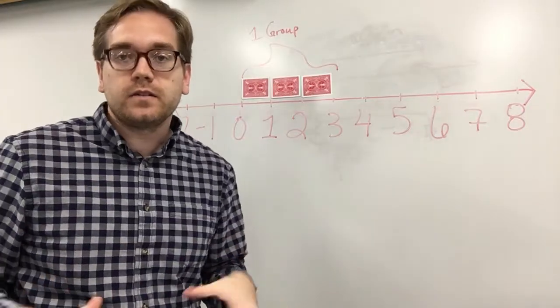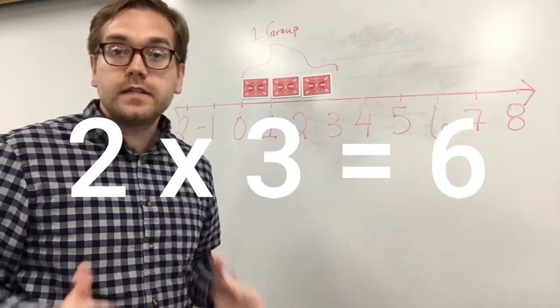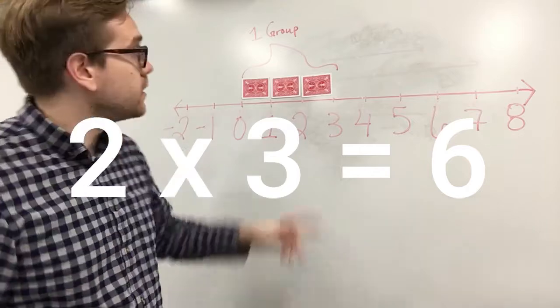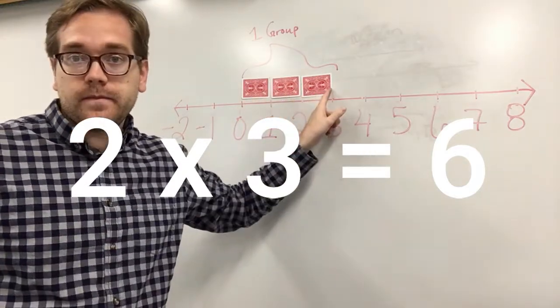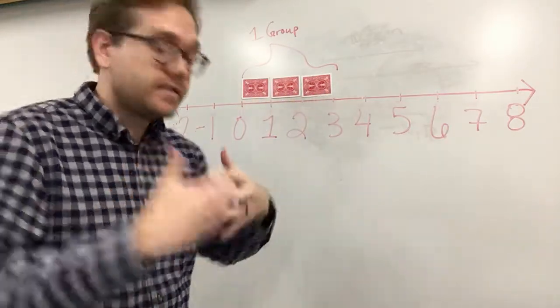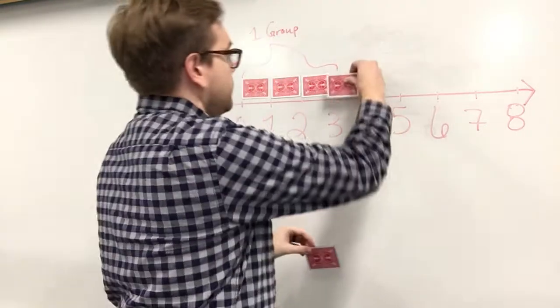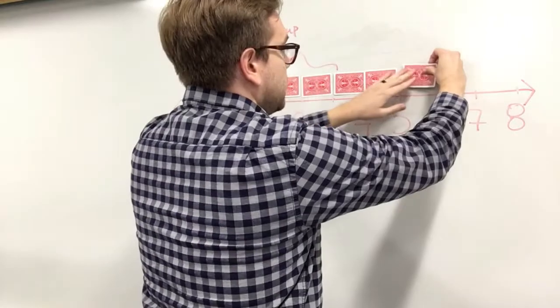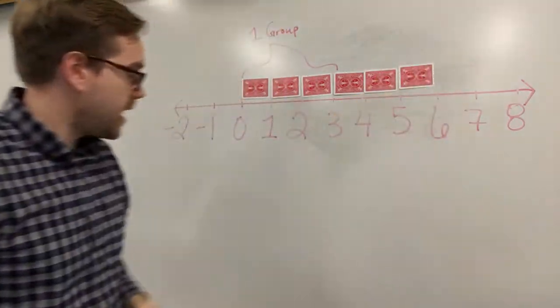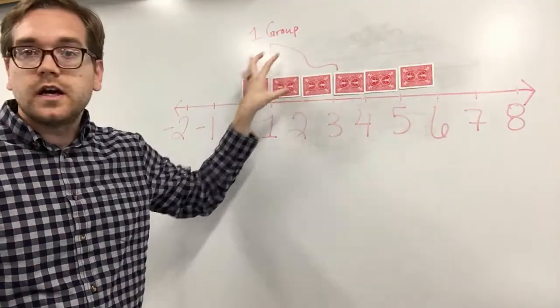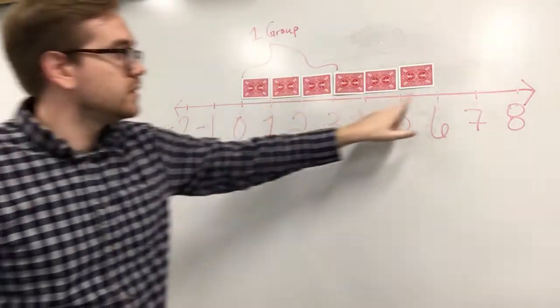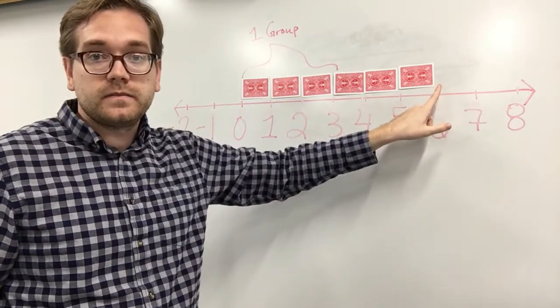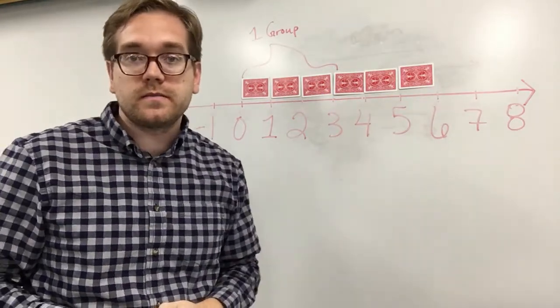On a number line, it might look something like this. Starting at 0, I have one group of 3. 1, 2, 3. And then I have a second group of 3. 1, 2, 3. So now I have 2 groups of 3 items. In total, that's 6. 2 times 3 is 6.